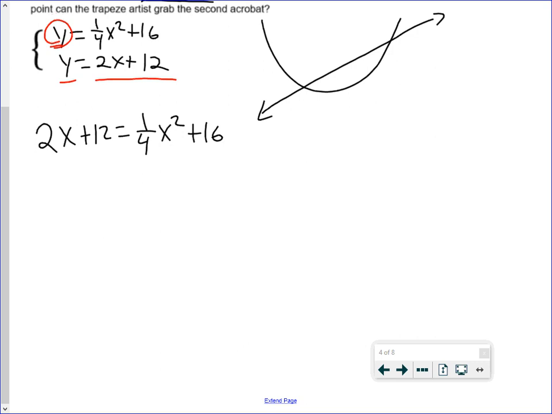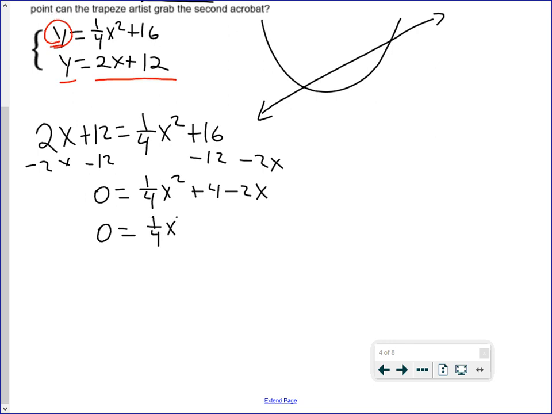So if 2x plus 12 equals 1/4 x squared plus 16, I'm going to combine like terms and move everything over to the other side. Minus 2x, I don't even have an x on the other side. So I get 0 equals 1/4 x squared. 16 minus 12 is a positive 4, minus 2x. Let's actually rewrite that now: 1/4 x squared minus 2x plus 4.